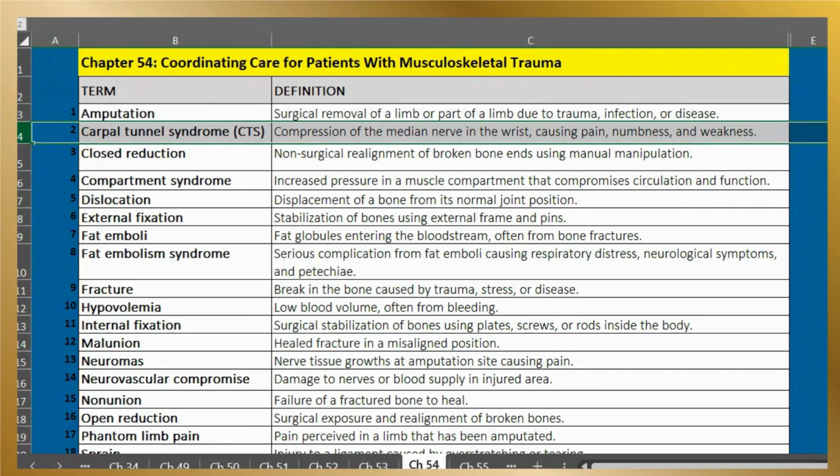Next, carpal tunnel syndrome, they call it CTS: compression of the median nerve in the wrist, causing pain, numbness, and weakness. Carpal is the wrist, and the tunnel is the narrow space where the nerve gets squeezed.